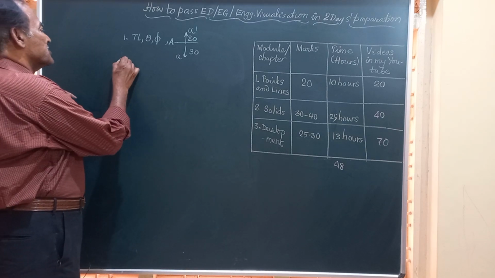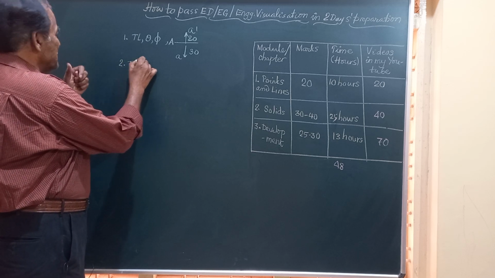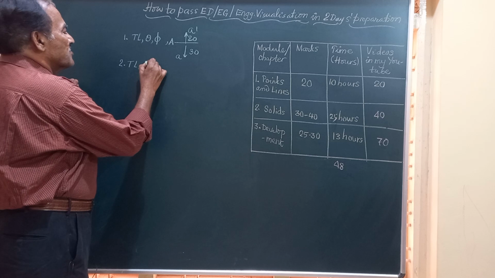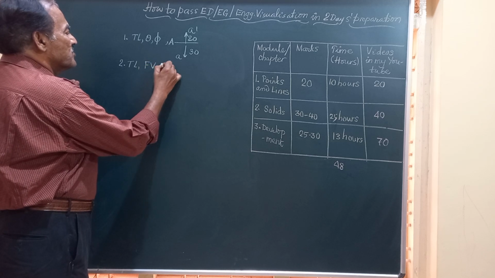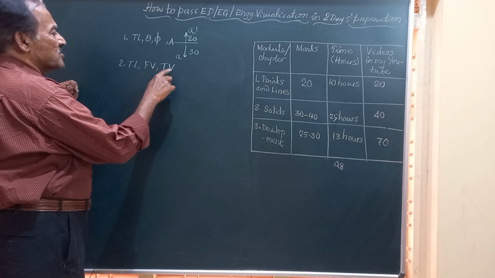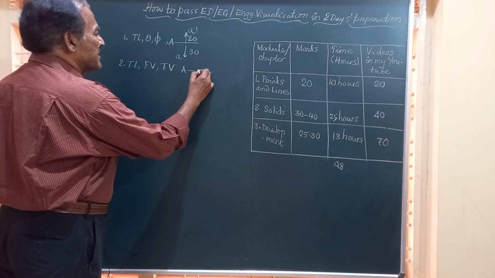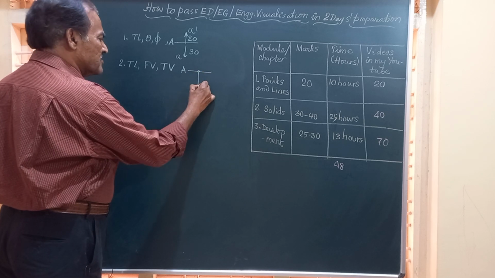Then moving on to the second question, they will give you the true length of the line. Then they will give you the length of the front view and the length of the top view: true length, front view length, top view length, and again one of the endpoints like A lying on HP or somewhere like this.